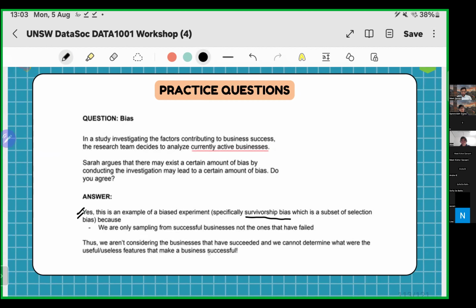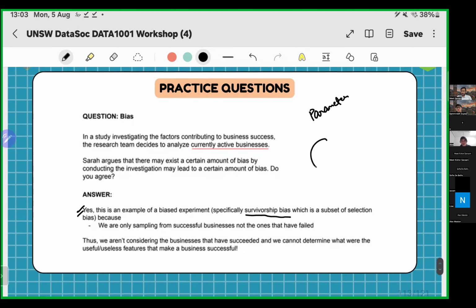Thus we aren't considering the businesses that have failed, and we cannot determine what were the useful or useless features that make a business successful. So in our study, when we are looking only at the successful businesses, we would see only the parameters that influence a business to be successful and not the parameters that make the business unsuccessful. So to get a whole picture, we should have unsuccessful businesses and successful businesses together in our study.